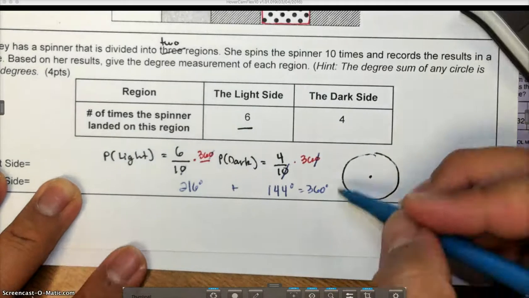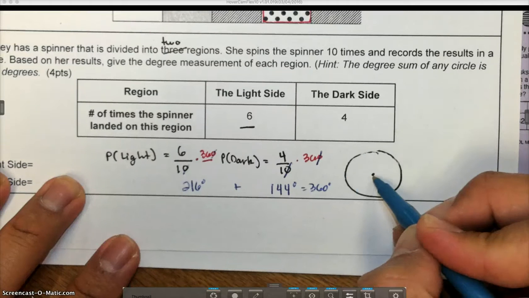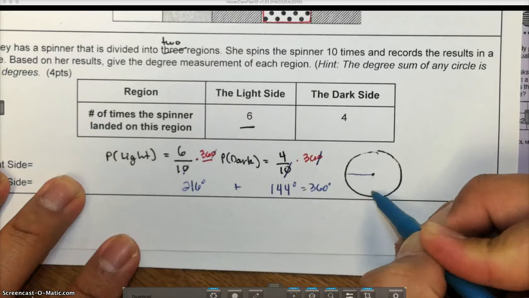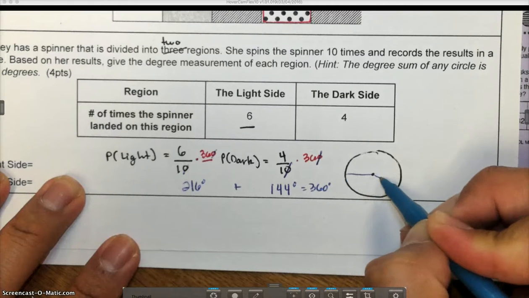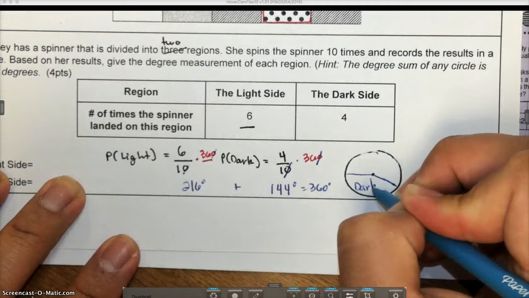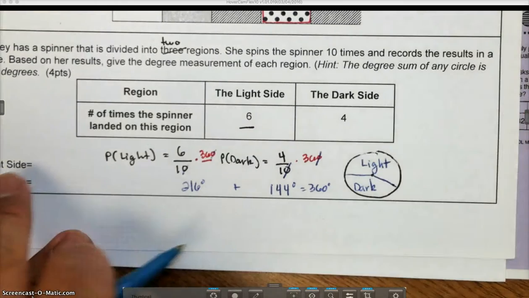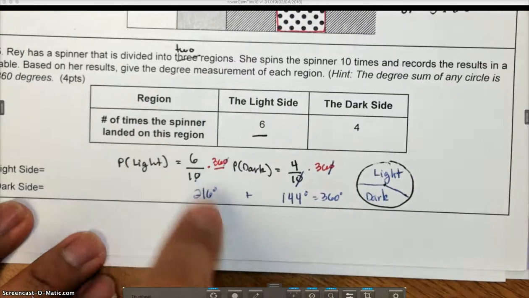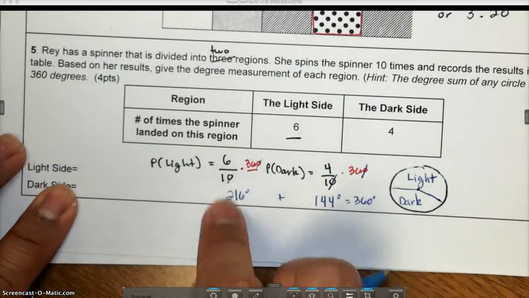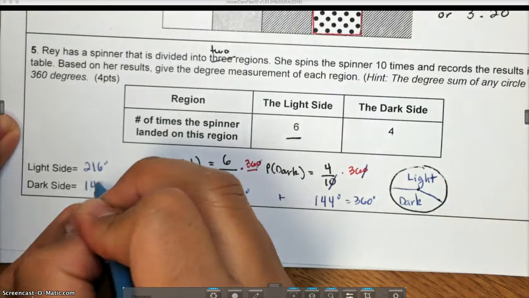So what I'm going to do is I'm going to divide this into parts. Okay, I know 180 is straight across, so a little bit less. I know this is 90, so somewhere, this would be 90, this would be 180, so it's got to be somewhere over here. I'm going to call this the dark side. I'm going to call this the light side. Okay, so it says give the degree measure, and I got them right here. I'm just going to write them where they belong. Okay, my light side is 216 degrees, and my dark side is 144 degrees.